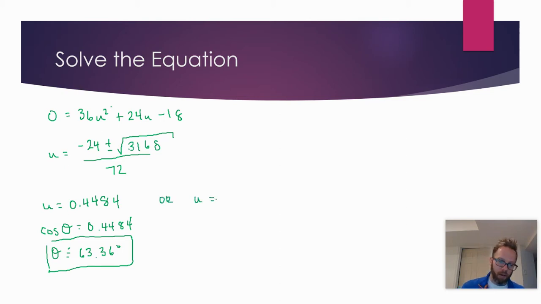So a second solution with the quadratic formula, negative 24 minus the root of 3168, divided by 72. So you get u is equal to negative 1.1151, which means cosine theta equals negative 1.1151. But cosine theta is always between 1 and negative 1. So even if you try your calculator, you're going to get no solutions. So there are no solutions from there.